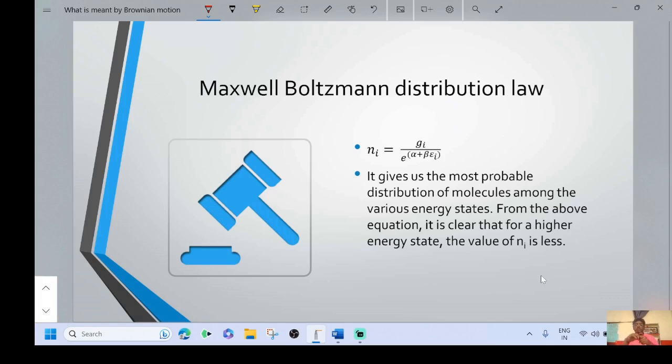Maxwell Boltzmann distribution law. It gives us the most probable distribution of molecules among the various energy states. From the above equation, that is Ni equal to Gi divided by e power alpha plus beta Ei, it is clear that for a higher energy state, the value of Ni is less. Here beta equal to 1 by kT.